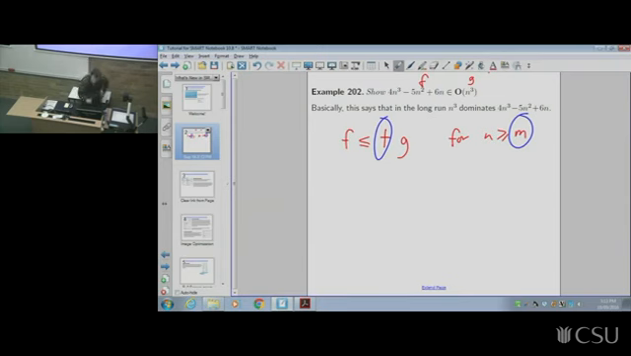So that's the strategy: to find an m and a t to satisfy that constraint. So as n gets big enough, then f is bounded above by some constant multiple of g. So g, times a constant multiple, is always bigger than it, essentially.